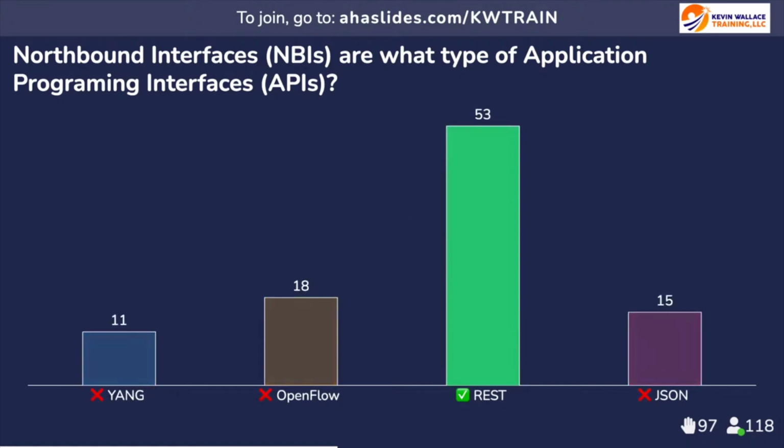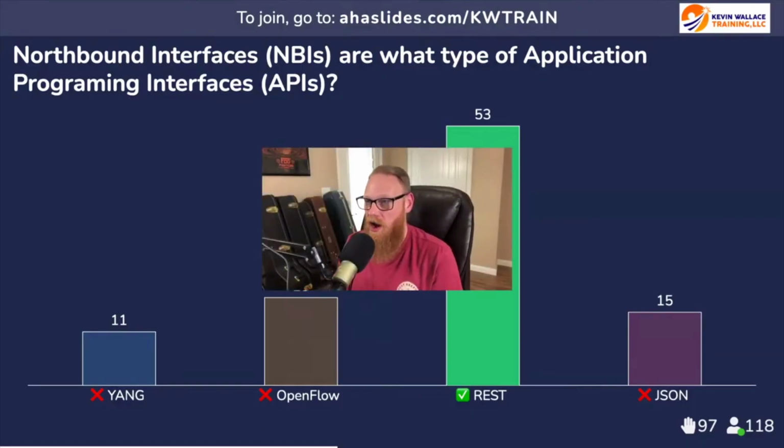All right, time is up. And again, looks like the majority got that correct. The answer is, of course, REST. REST stands for Representational State Transfer. Northbound interfaces are REST APIs. So we're talking a little bit of software-defined networking here, right? We see some of that wrapped into this new CCNP Enterprise blueprint as well. So REST APIs are going to use HTTP verbs to communicate with an SDN controller.